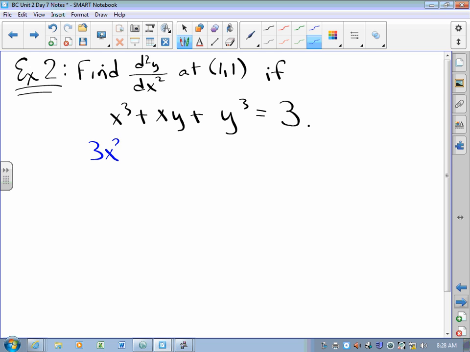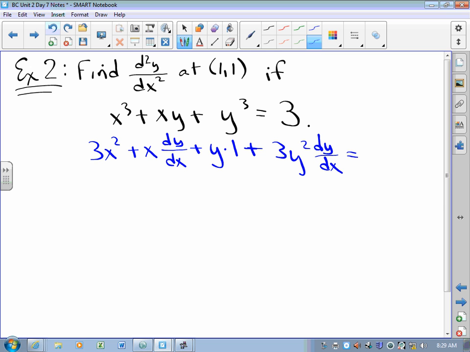So that's a 3x squared plus. Now xy gets differentiated using the product rule. The product rule is so much fun. It's first times derivative second plus second times derivative first plus the derivative of y cubed, that's 3y squared again, times dy dx, because the derivative of y with respect to x is the derivative of y with respect to x. And of course the derivative of 3 is 0.